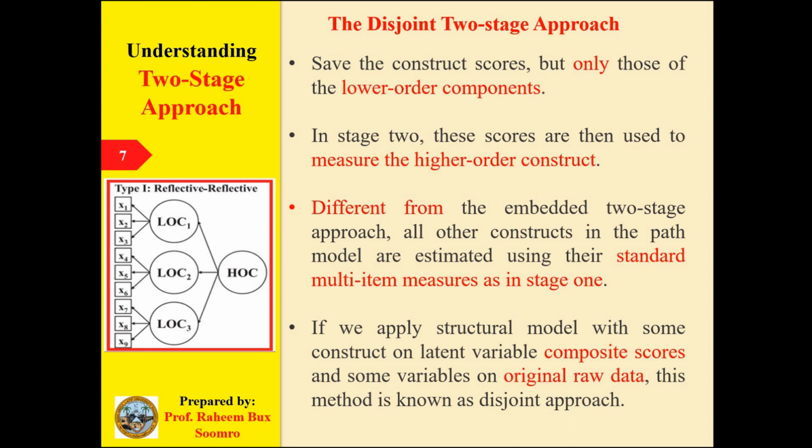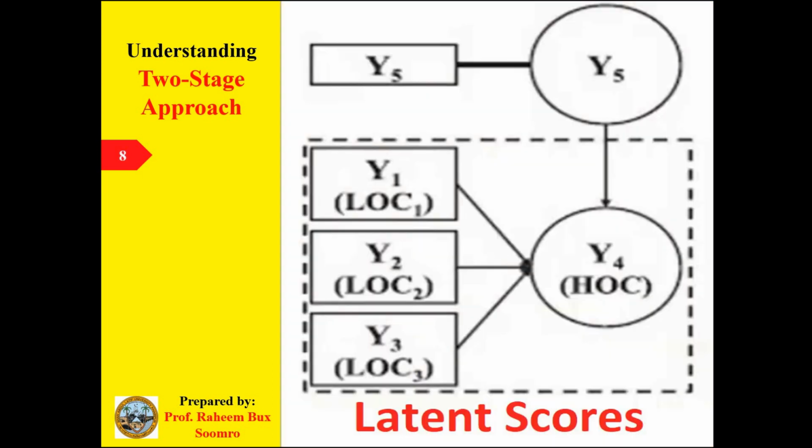This is the actual difference between the disjoint approach and the embedded approach. Now I'm giving an example to further understand the difference between these two. In the first example, you are looking at the latent variable score. Here each variable has only one indicator. This is our higher order construct, and these are the lower order constructs. So there are 3 constructs, and every construct has only one indicator.